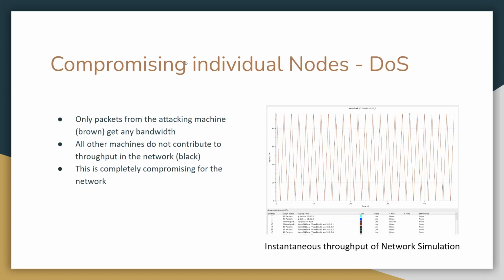Here's another attack about compromising an individual node, with a denial of service. Because of the way we set it up, we set the victim machine's network to drop all packets that were not originating from the attacking machine. As we can clearly see here, this is the attacking machine's traffic on the victim machine's network, and the brown line is the only color there, because we drop all packets not originating from the attacking machine.